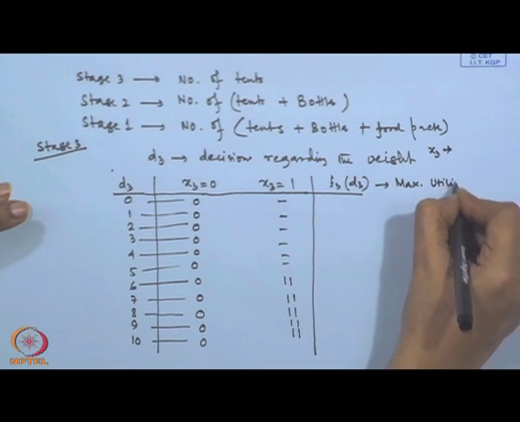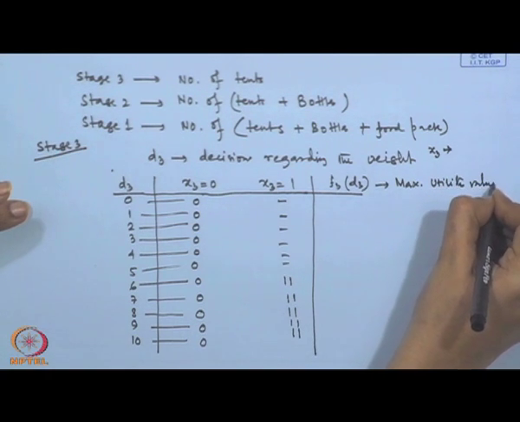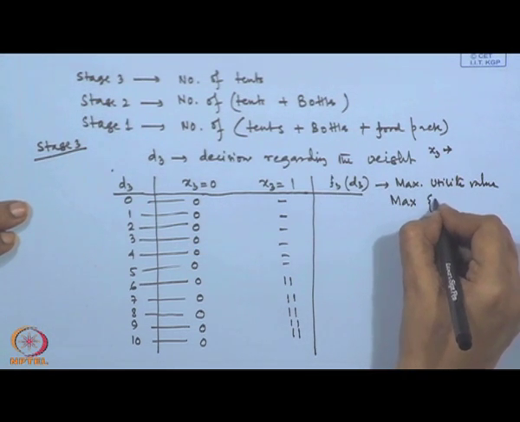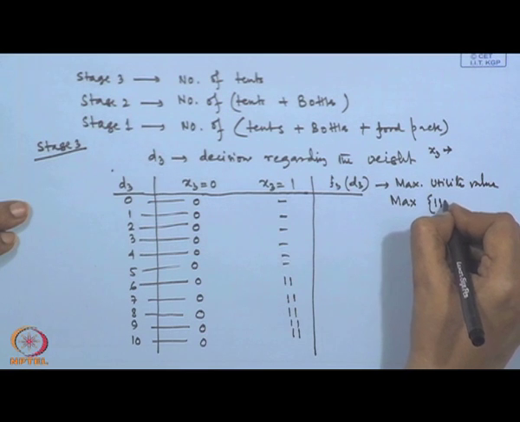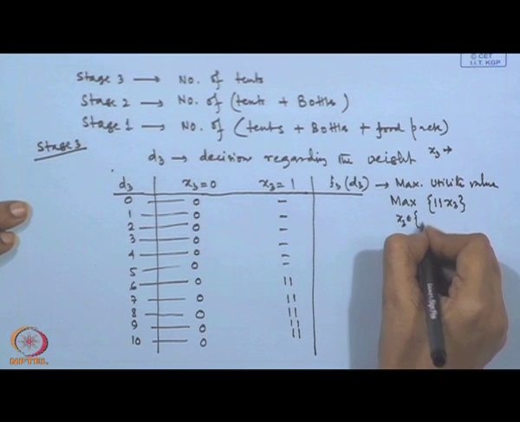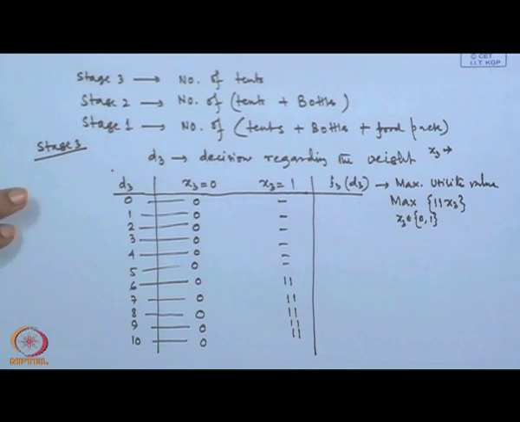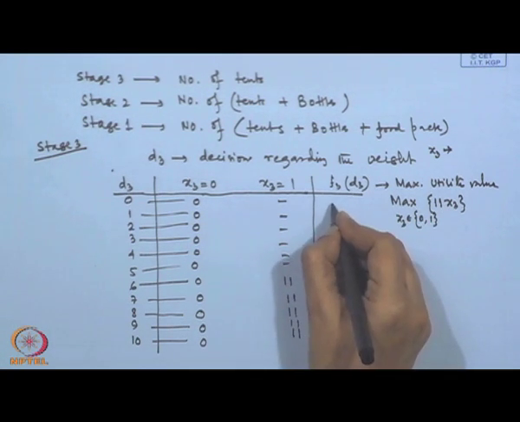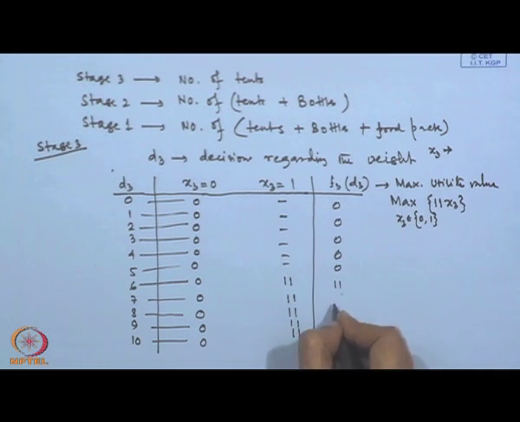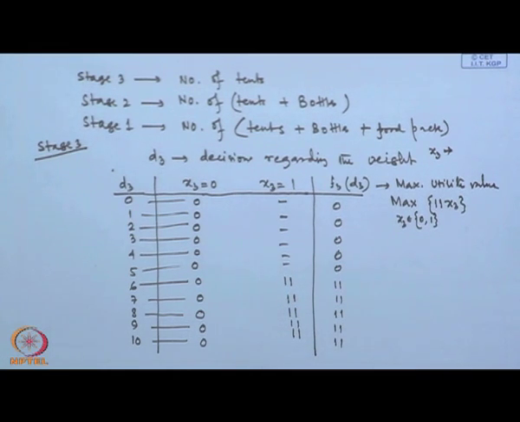utility value. Otherwise we can write mathematically: maximize utility value 11 x3, where x3 could be either 0 or 1. Mathematically we can write it, then we can see the utility values are coming this way, 11, 11. This is a simple situation, that is for stage 3. Let us move to the next stage, that is stage 2.